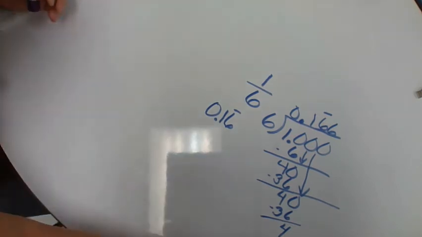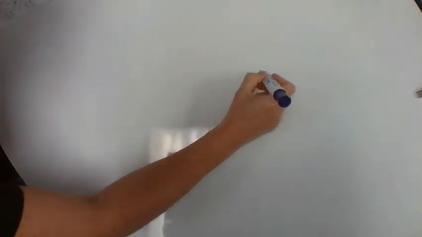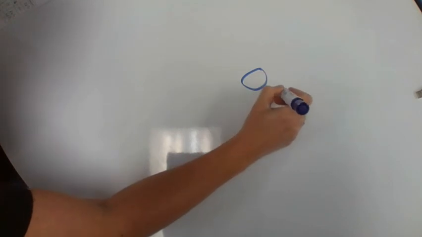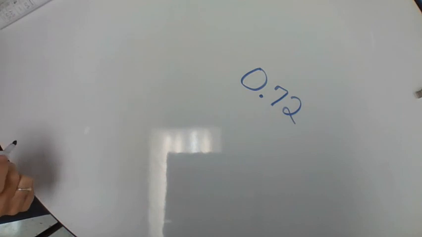Okay, so right now you have learned how to change a fraction to a decimal. Well, what if you have to go the other way, changing a decimal back to a fraction? You're going to like that because it's super easy. So let's take a look at a decimal. The decimal number is 0.72. Well, I read that as 72 hundredths.